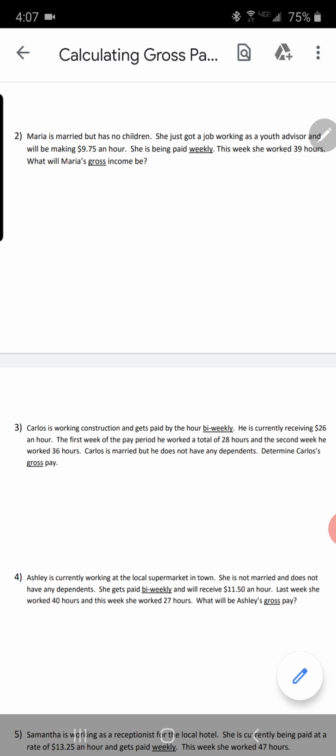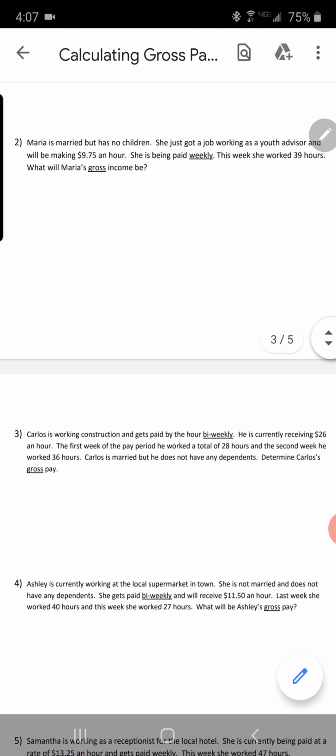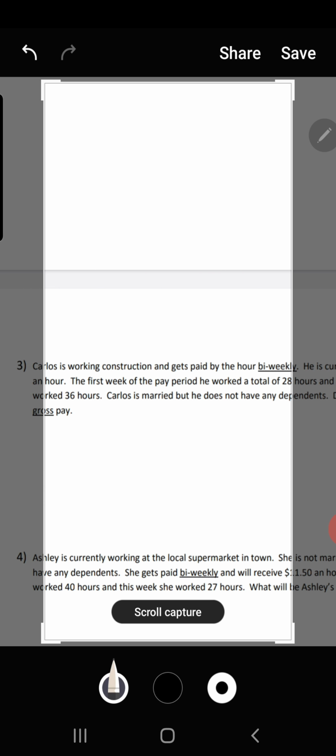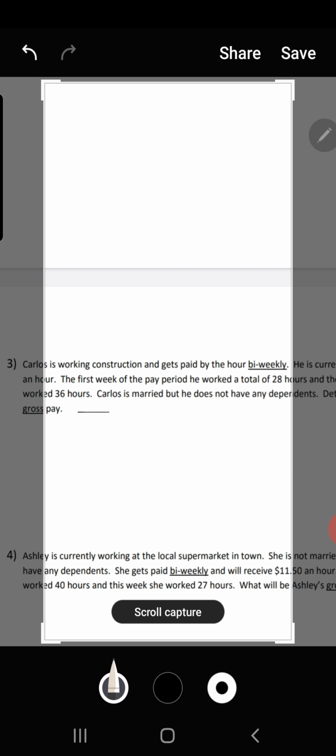Determine Carlos's gross pay. All right, so he's getting paid bi-weekly, so he works 2 weeks and then gets paid. He worked 28 hours one week and then 36 hours another week. So on this paycheck, he's going to get his 36 hours plus 28 hours, for a total of, and if you need to use your calculator, 64 hours.